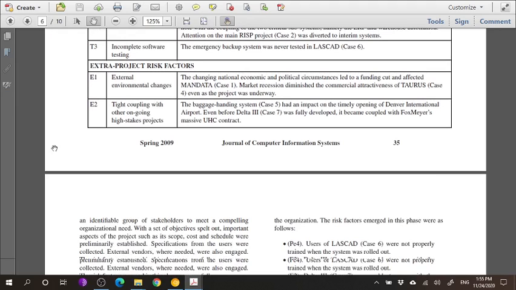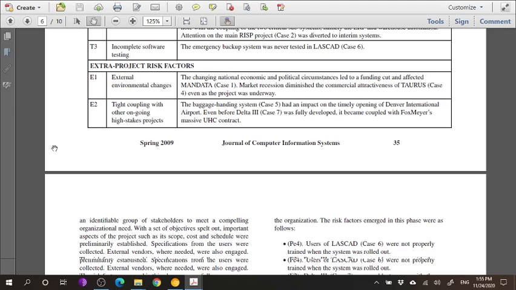Then there is tight coupling with other ongoing high-stakes projects. Now, if you've got 2 projects going on and they're interconnected in the sense that they have an effect on each other, then there's going to be problems. So, of course, these are not risk factors that you can control. But the baggage handling system in case 5 had an impact on the timely opening of the international airport. So, obviously, it was sped up too much, and that caused problems.